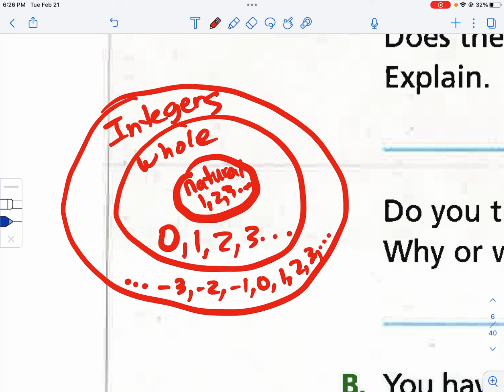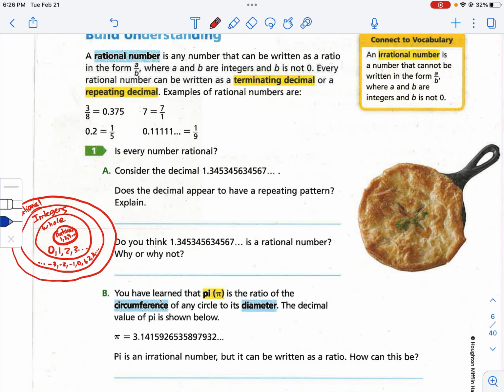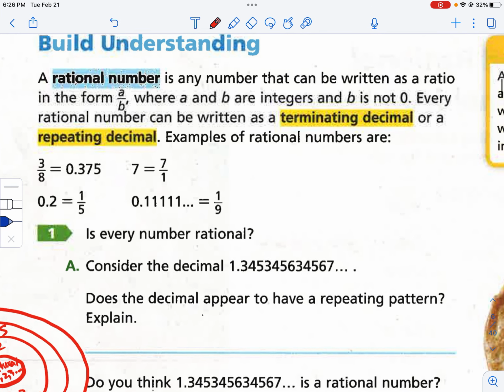Then we're going to add in those decimals and those fractions. Okay? And that's what we're doing right now. We have this right here. These are going to be rational numbers, and that's what we're talking about today. So I'm going to come up here and we're going to look at this.